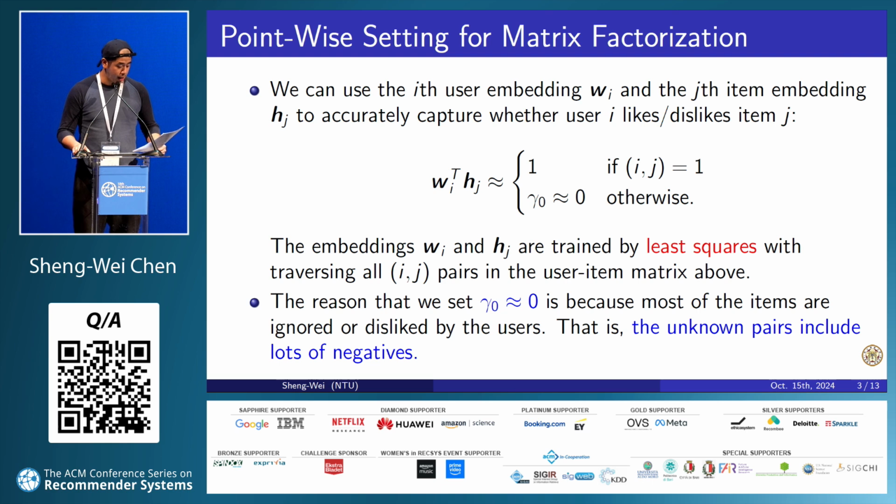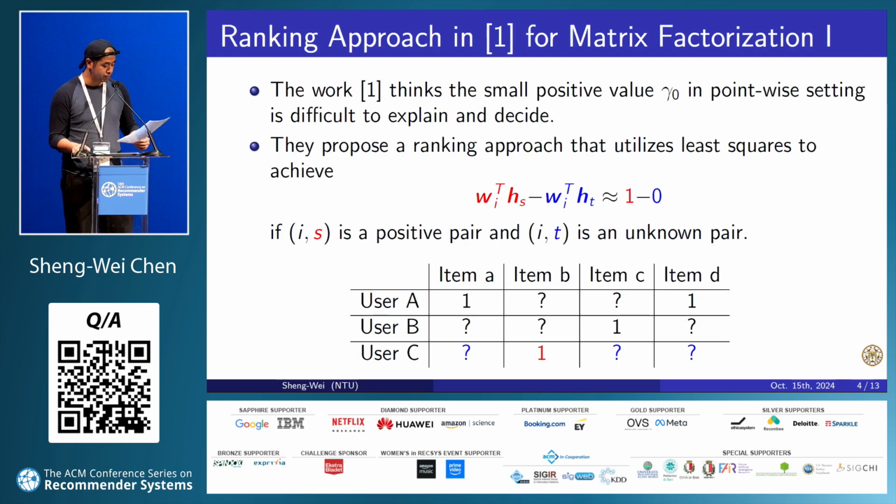The reason that we set gamma 0 approximately to 0 is because most of the items are ignored or disliked by the users. That is, the unknown pairs include lots of negatives.